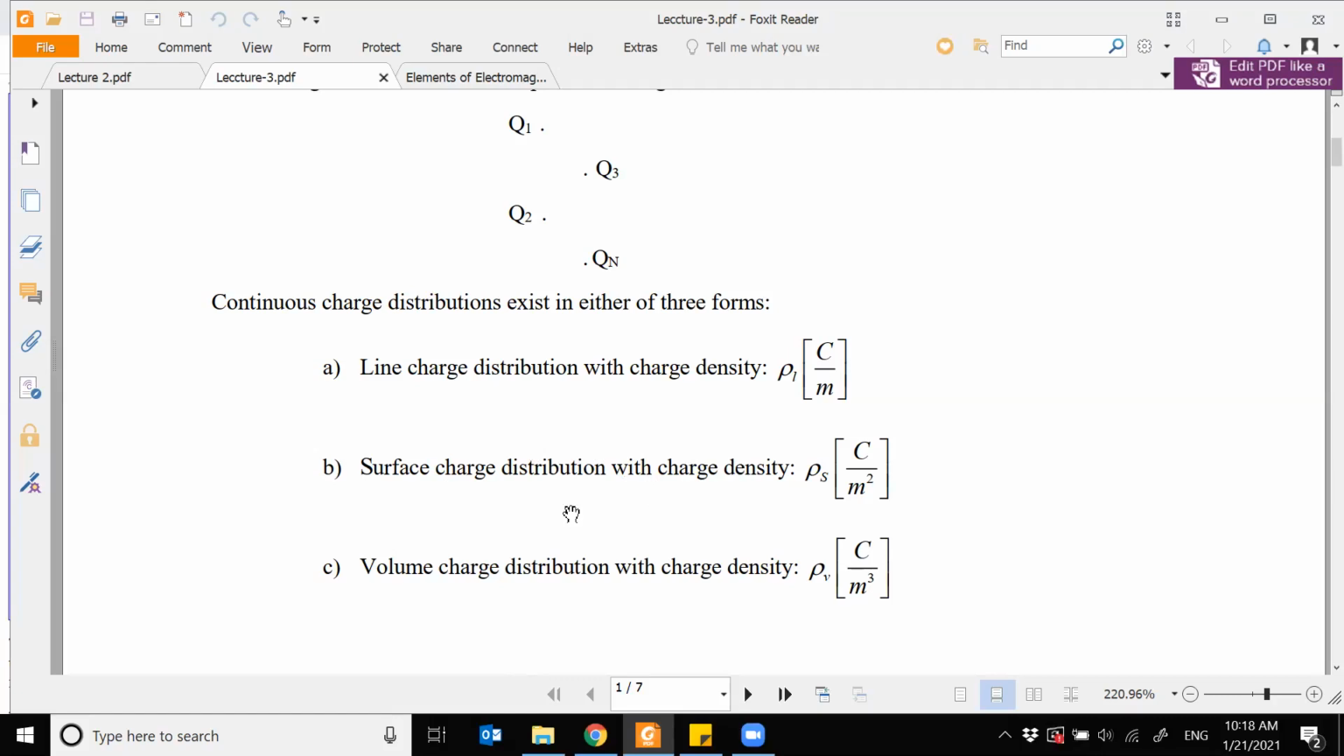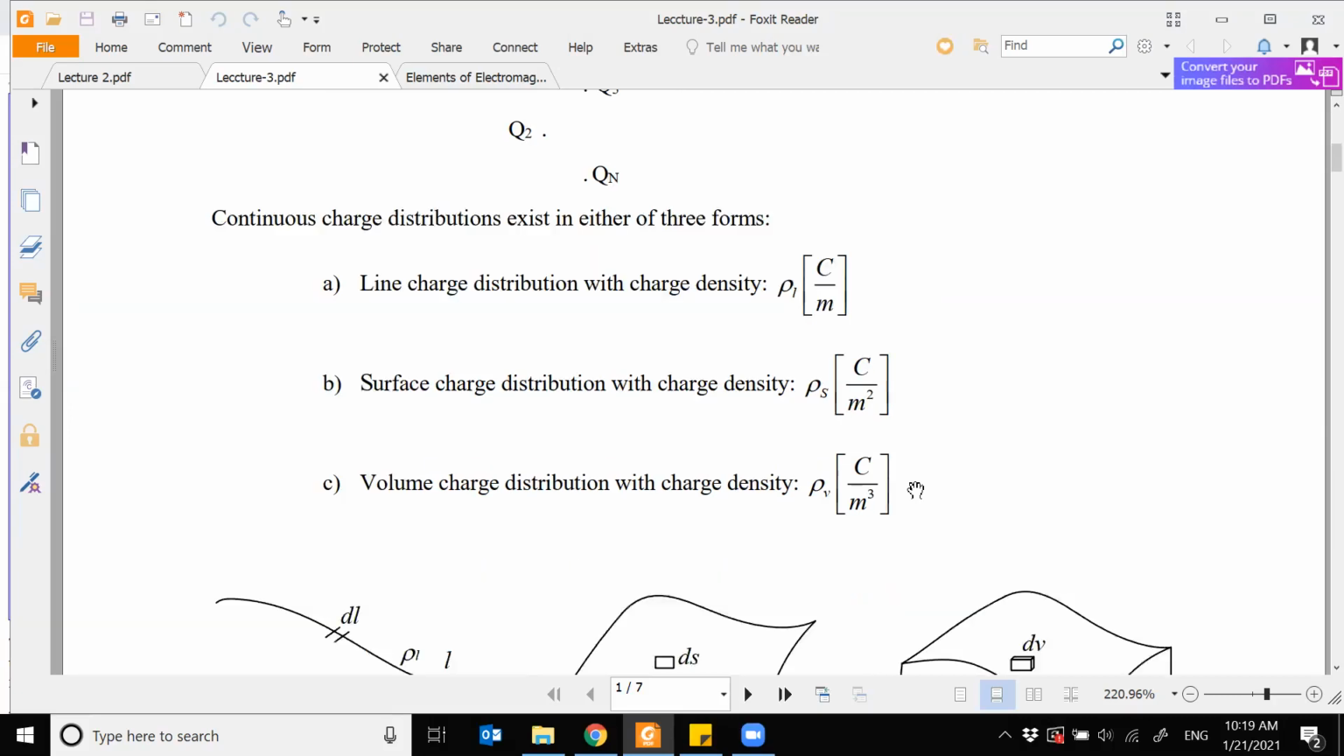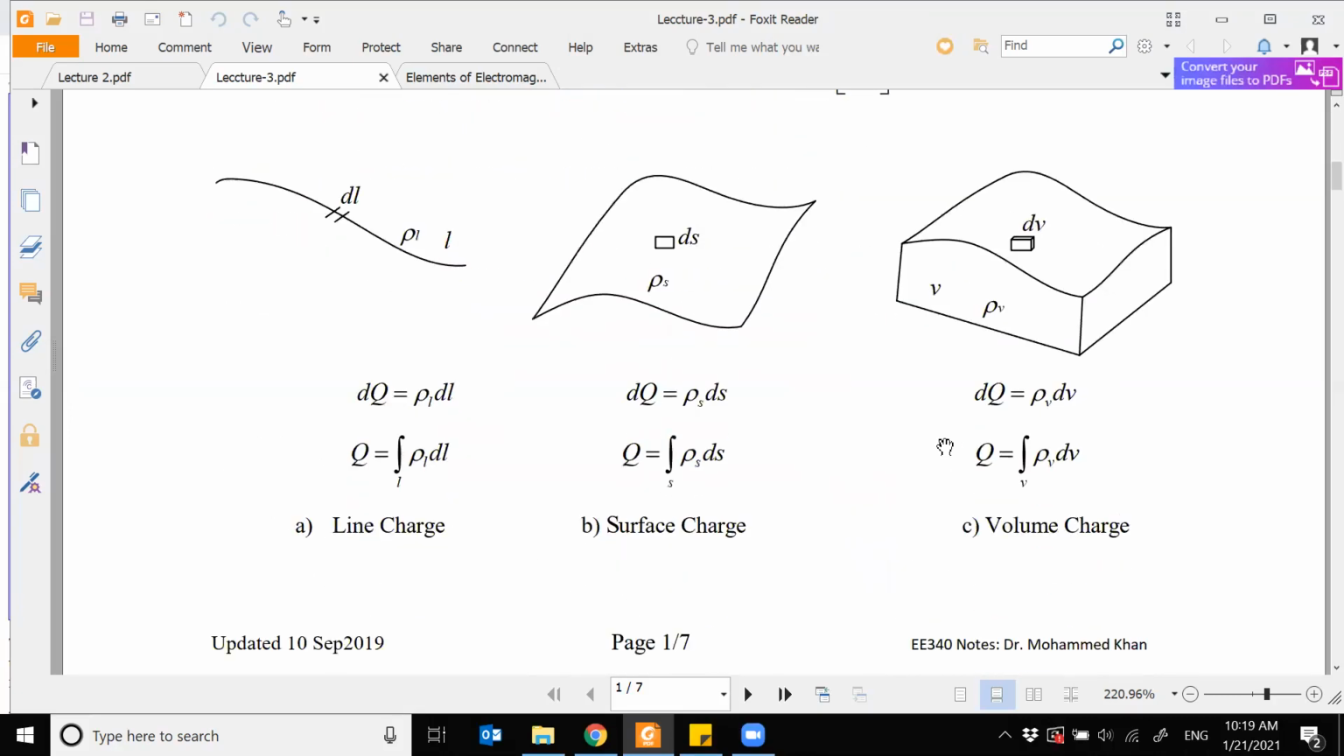And this is surface charge density, rho S, normalized over an area, meter square. And this is the volume charge density, normalized with respect to the volume, which is meter cube. And how they look, you can see here. So this is your line charge density.